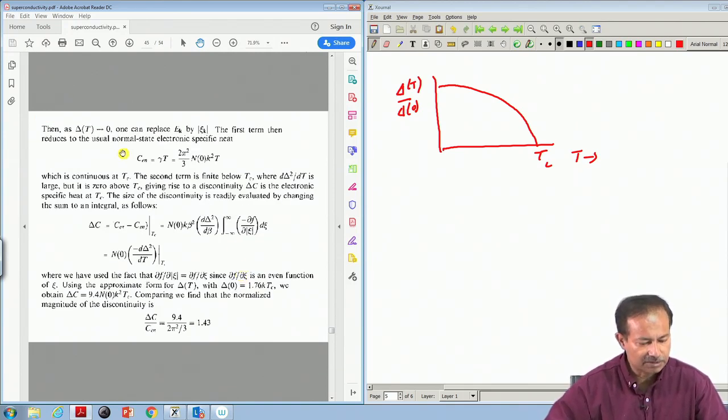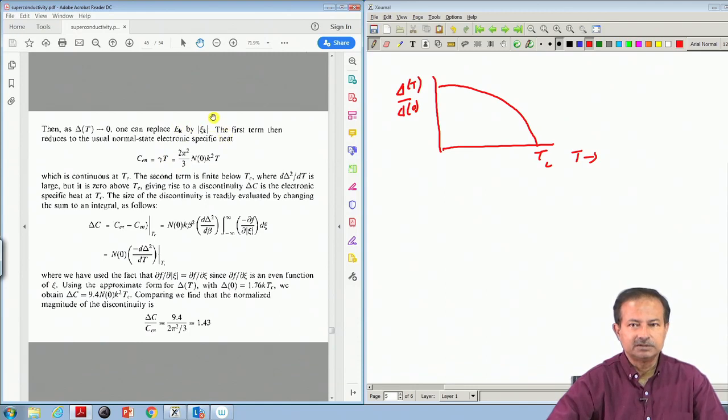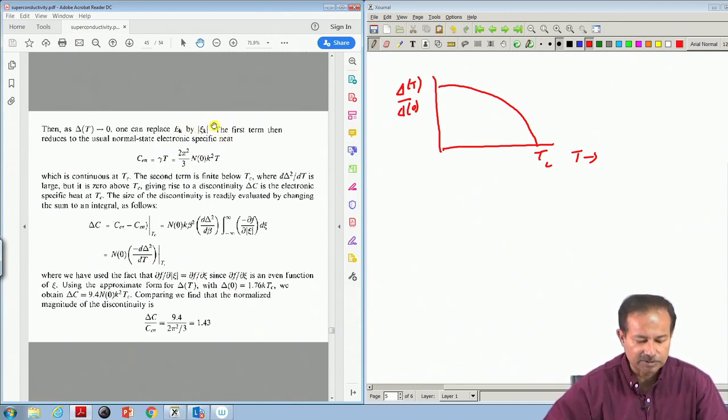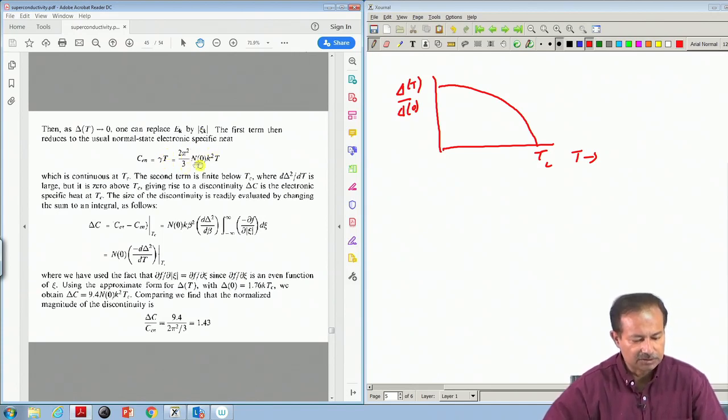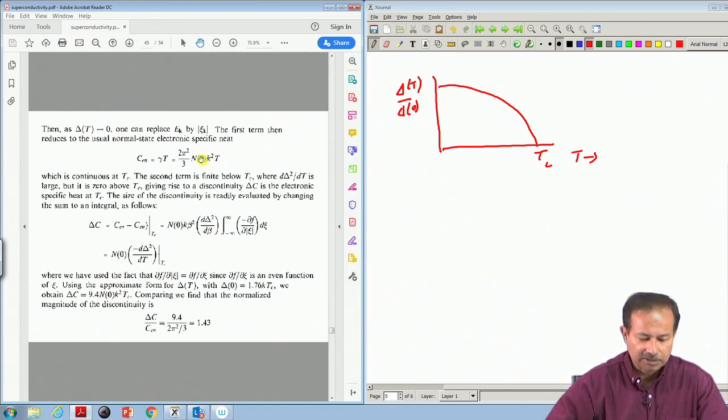So, you can go ahead as delta T goes to 0, which is close to T c. As I said, you can replace E k by the original electronic spectrum, the normal state spectrum, and you will get this C E n, the normal electronic state, as gamma T, which is 2 pi square by 3, the original density of states of the original fermion at the Fermi level times k squared T. So, this was a result we already calculated long back. That is what is reproduced here also, fine.